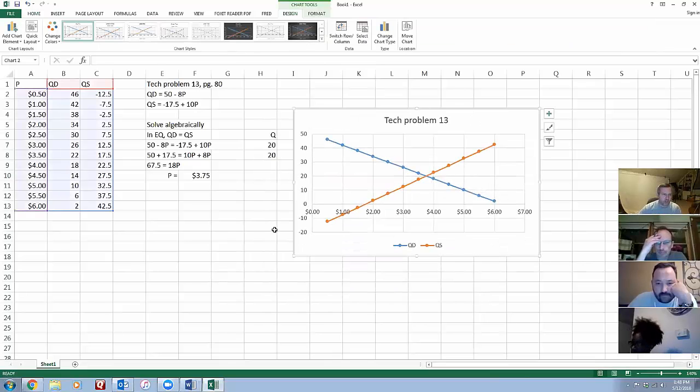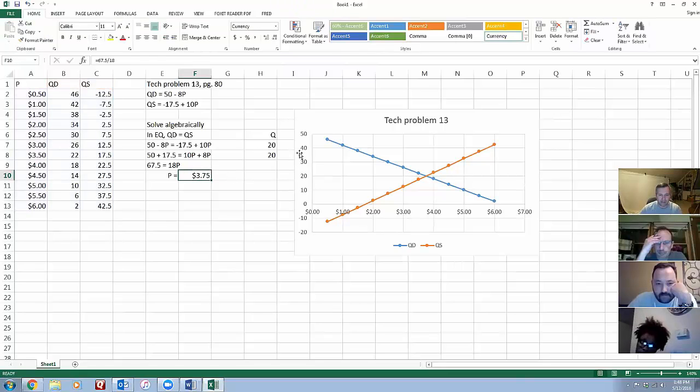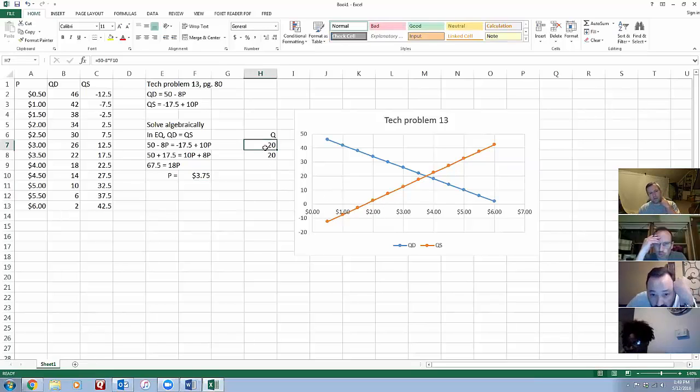The only issue is that I'm looking for a price of $3.75, and the price is supposed to be on my vertical axis here. I could figure out where $3.75 would be. It would be right about here. But that certainly doesn't seem to be where this picture is making its equilibrium occur. And my quantity is supposed to occur at 20, and I don't even see 20 on the horizontal axis here.